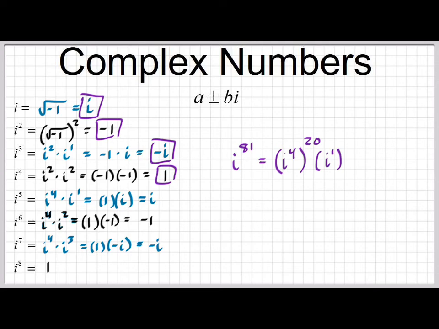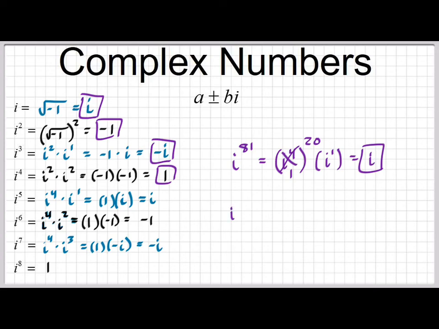You guys all down? Yeah? What is i to the fourth equal? 1. What is 1 to the 20th power? 1. What's 1 times i? i. That's your answer. Okay, you guys asked me to do it again, I'll do it again.